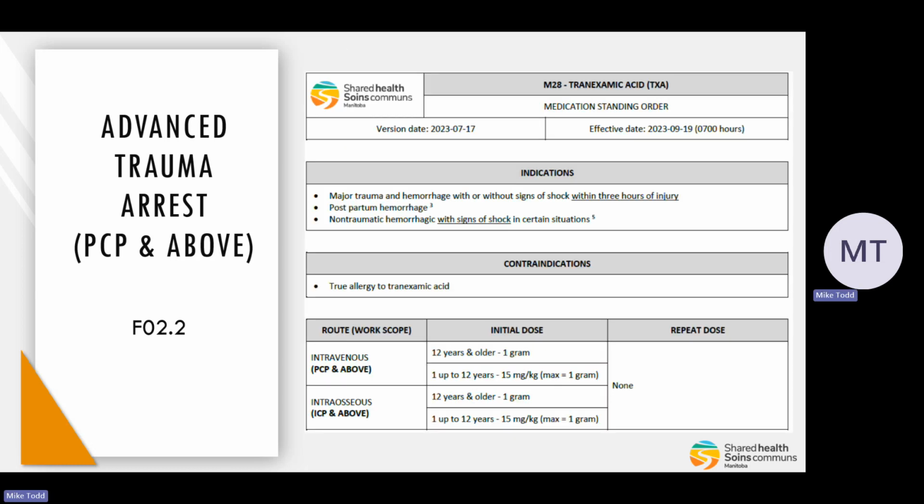So just with this one here, with TXA, if we're going to reference M28, for 12 years and older, it's 1 gram, and for 1 to 12 years, it's 15 milligrams per kilogram. So with this, we're going to set up a 100 cc bag, and we're going to administer it over 10 minutes. We don't want to give it too quickly because if we just hammer it into our patients, that can cause hypotension, which is kind of defeating the purpose of what we're trying to do here.